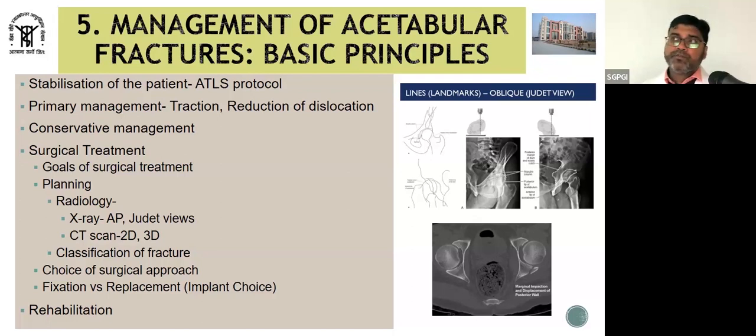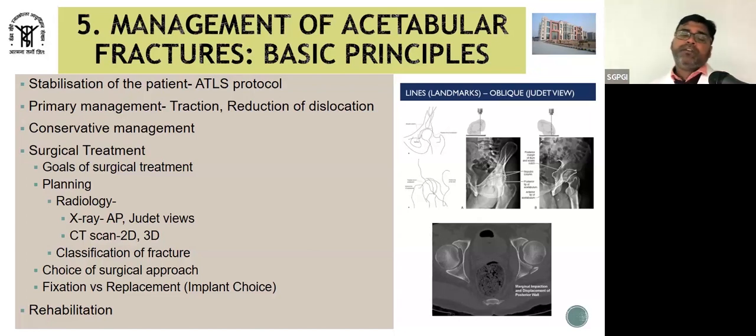We need different kinds of views, like the proper AP view we are all familiar with, but we also have to take Judet views, where the patient is turned inward or outward 45 degrees, and that helps us better localize both the columns of the acetabulum as well as the walls.